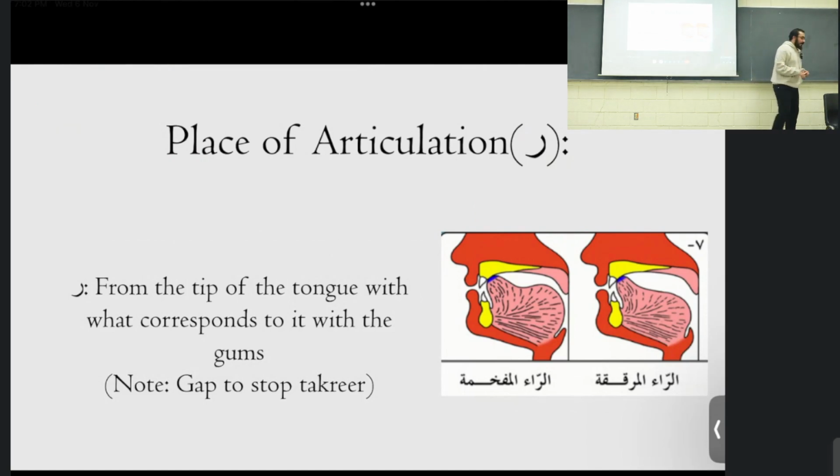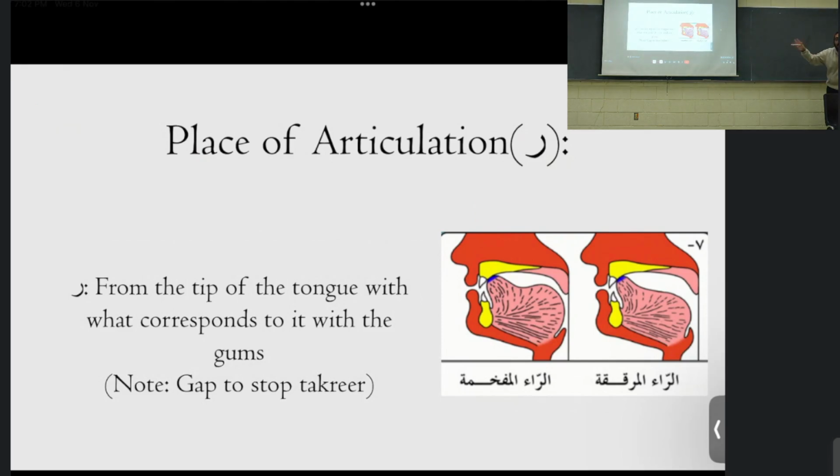Very good. Okay. Now, there is a heavy Ra and there's a light Ra. All right? So we say Fir'aun. I'm doing takrir so much, but anyway. Fir'aun. خلاص? And then there is Ra. There is Fir and there is Ra. So there is heavy Ra and there is light Ra. What's the difference between heavy and light?